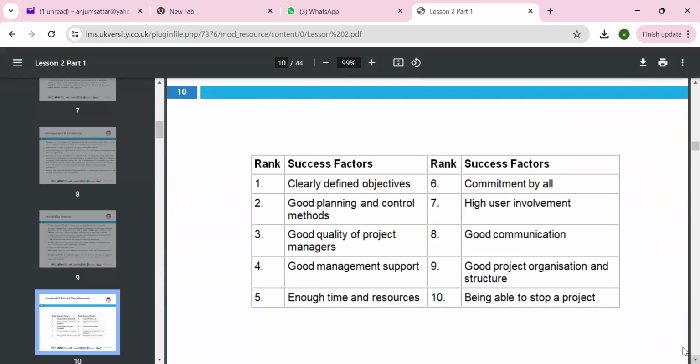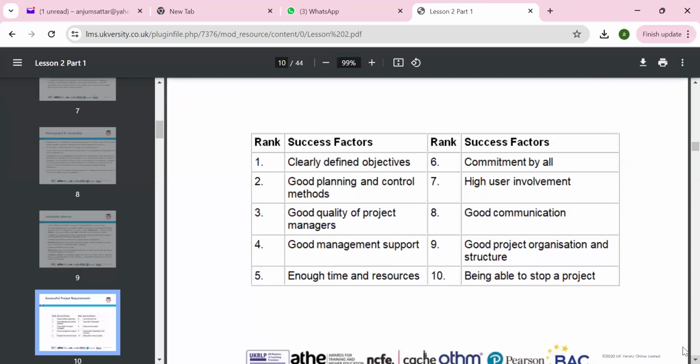Successful requirements: so we can look at the success factors. Clearly define the role, good planning, good quality project managers, good management support, enough time and resources, commitment by all, high user involvement, good communication, and good project organization structure.